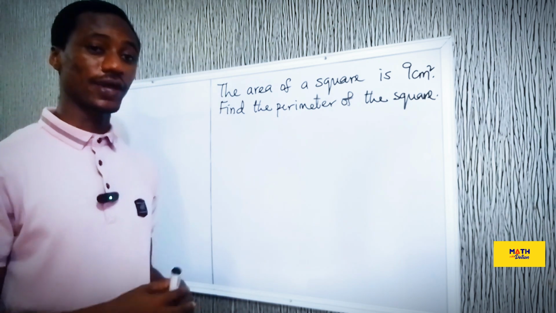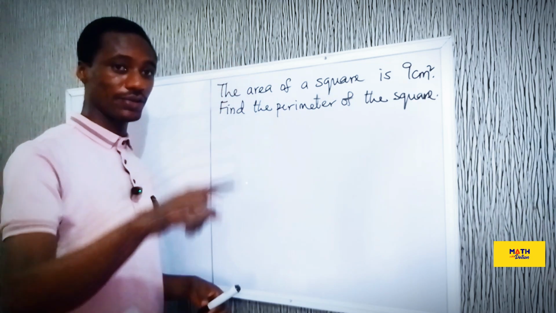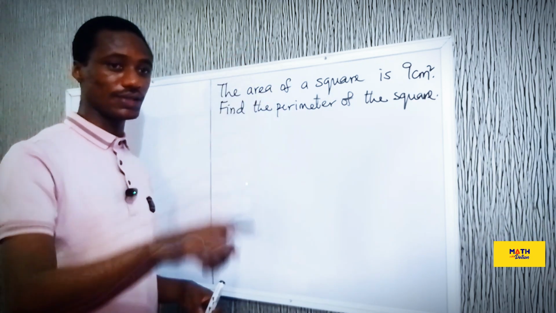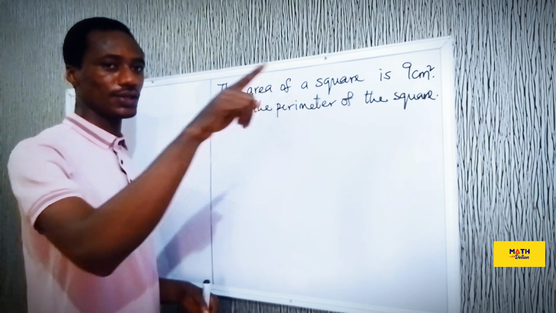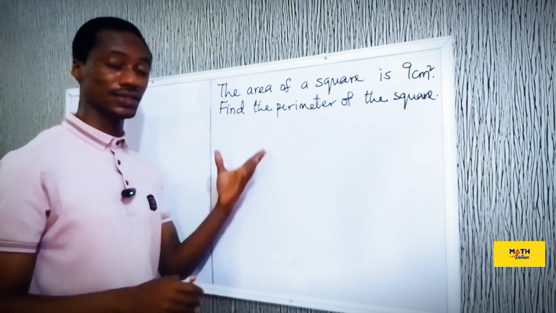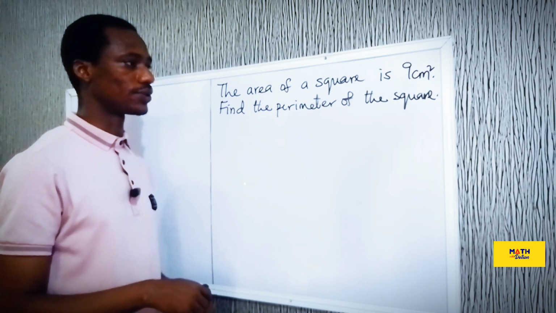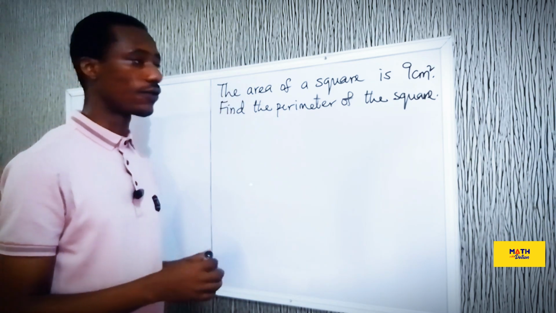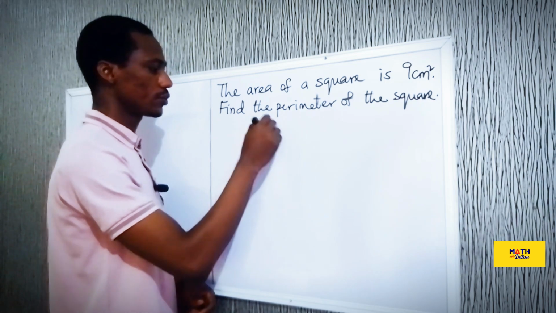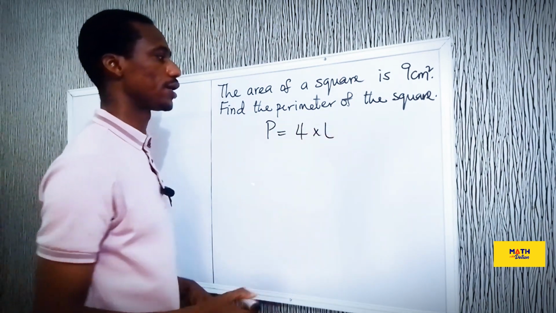For us to find the perimeter, we need the length, because perimeter is the total length around the shape, the total distance around the shape. That means we have to add all the lengths of the sides together to get the perimeter. Since this is a square, all the lengths are equal, so we just multiply the length by 4. The perimeter of a square is 4 times the length of a side.